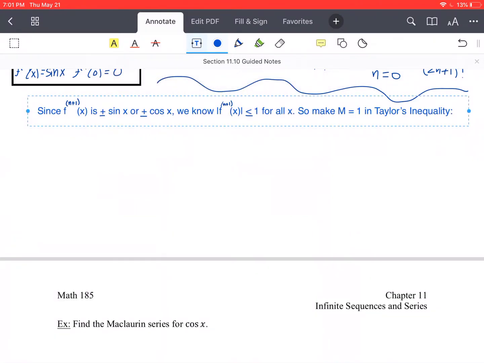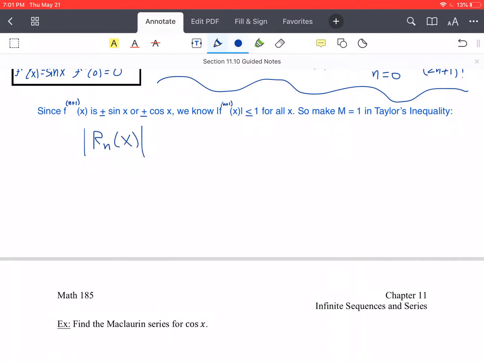All right. So in the inequality, remember this from a little bit ago, we have the absolute value of the remainder is less than or equal to M over n plus 1 factorial times the absolute value of x to the n plus 1. So when M is 1, we just get the absolute value of x to the n plus 1 over n plus 1 factorial. And if you remember from one of the properties we talked about earlier, that helpful fact back up at the top of the page, we know that as n goes towards infinity, this heads towards 0.